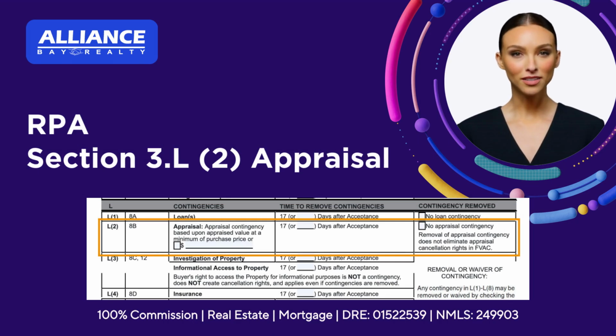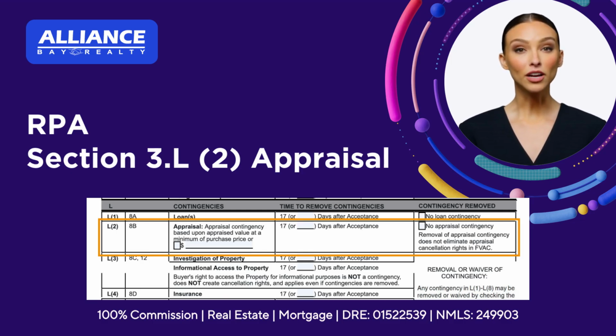Section L, 2 The Appraisal. The purpose of the appraisal contingency is to protect a buyer if appraised value is below a set threshold. By default, the appraisal contingency is set to 17 days after acceptance. There are 2 ways to set it. 1. Minimum percent of price. Industry norm equals 100% of price. Or 2. Minimum dollar amount. Fill the dollar line. To waive the contingency up front, check No Appraisal Contingency. Also, removal of the appraisal contingency does not eliminate separate FHA/VA rights in FEC. If offering an appraisal gap, write it in additional terms, for example, buyer covers shortage up to X amount.